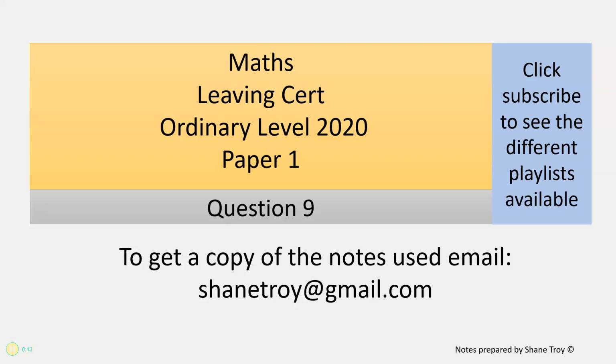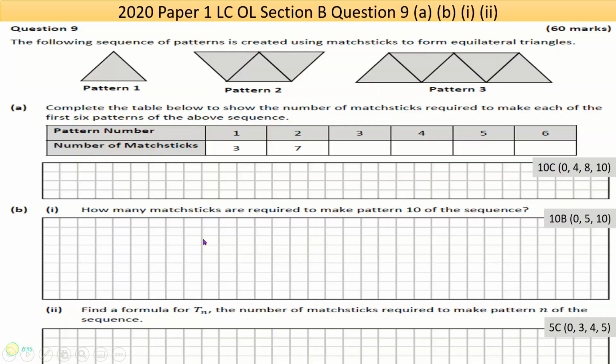Okay, so on question 9, it's a sequence and series question. It's worth 60 marks, so there's a lot to it. Even just looking at it, the first pattern has 3 matchsticks, forming an equilateral triangle. So all 3 angles are equal, although I don't think I need that, which means all 3 sides are equal length. That's just what an equilateral triangle is. There's also one triangle.